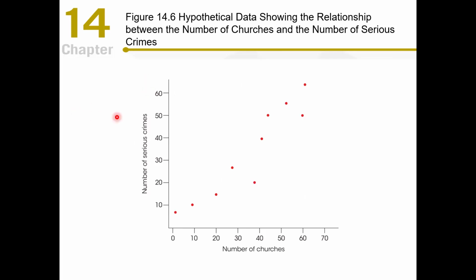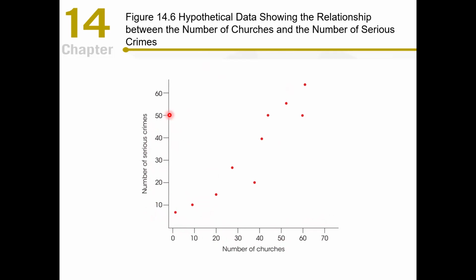So here, again, is hypothetical data showing the relationship between the number of churches on your x-axis and your number of serious crimes, right? It shows that as the number of churches increases from 0 to say 70 churches, your number of crimes also increases. What could be the underlying factor here, right? When you think about the number of churches and the number of serious crimes, think about that. And when you think about the underlying variable here, it might just be population, right?